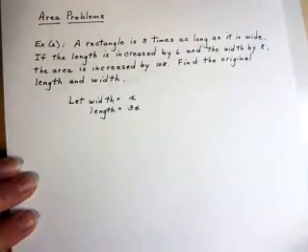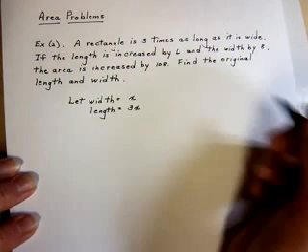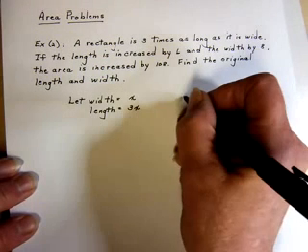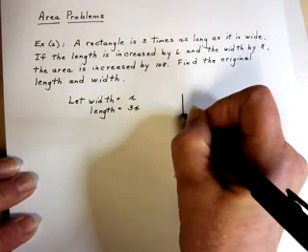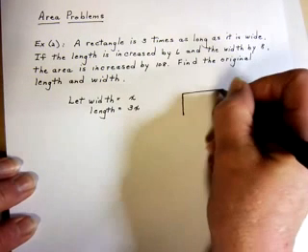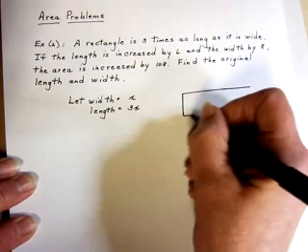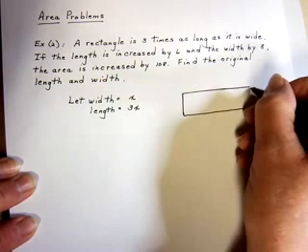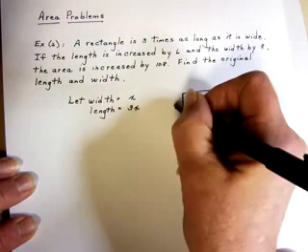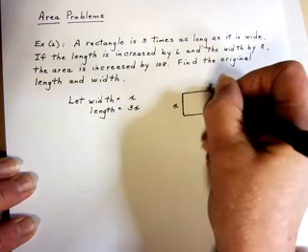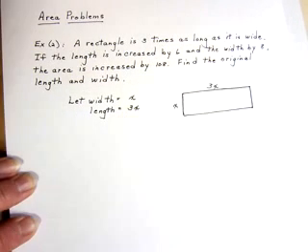I'm going to draw a diagram so we can see a picture of what's going on in this problem. So we have a rectangle that's 3 times as long as it is wide. So we have x as the width, 3x as the length.